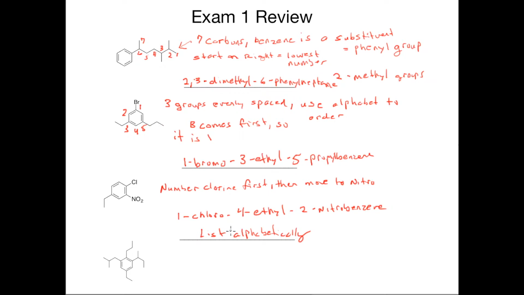Alright, so now let's look at the last one down here at the bottom. This one looks a bit challenging, but it's really not too bad. So what we want to do is, of course, number again to get the lowest overall number. The first thing I like to do in this case is start by naming all of the individual pieces that are on the ring. So I'm going to start over there at the left and go over here and name this guy. So this is a sec-butyl group.